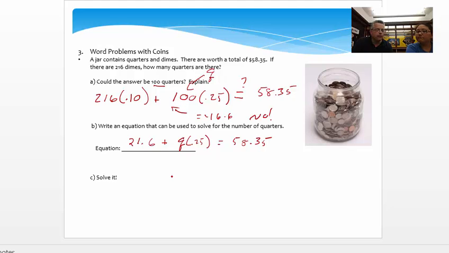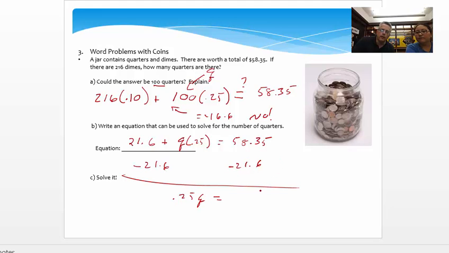Now we can just go ahead and solve. We can subtract 21.6 from both sides. So minus 21.6. And here I'm going to put the 0.25 first, 0.25q. And when we subtract those, we get, let me see, 58.35 minus 21.6 is 36.75. And last thing we got to do? Divide. Yeah, divide by 0.25. And we're going to get q equals 147. So apparently there are 147 quarters in the jar.